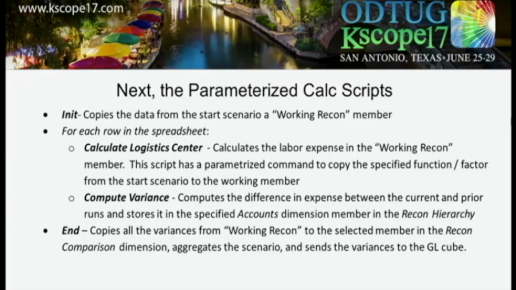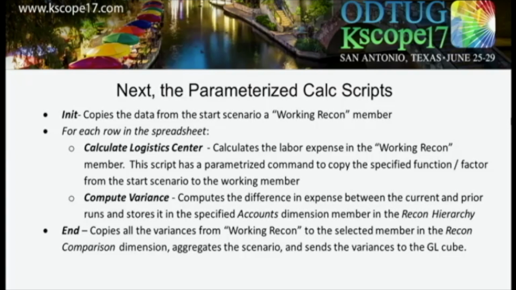Then we wrote a whole bunch of parameterized calc scripts. One that would do an initialization, which would take the starting forecast and bring it over to a working member. Then a set of calculations, one that would compute the expense for all the factors, and then compute the variance and stick it in the right bucket. And then it would just execute those two calcs here in the middle. It would execute them, like I said, 150 times.